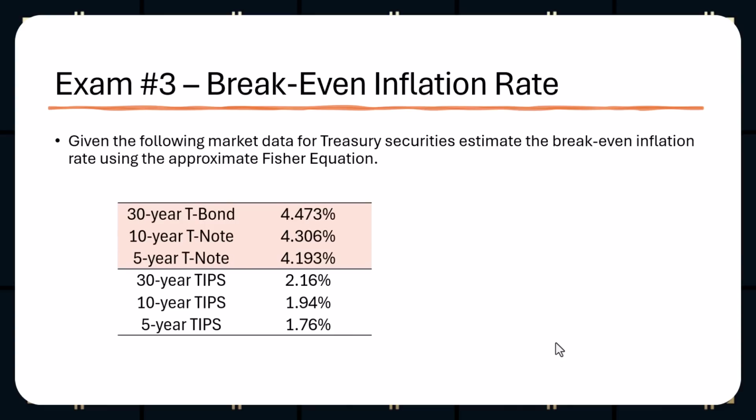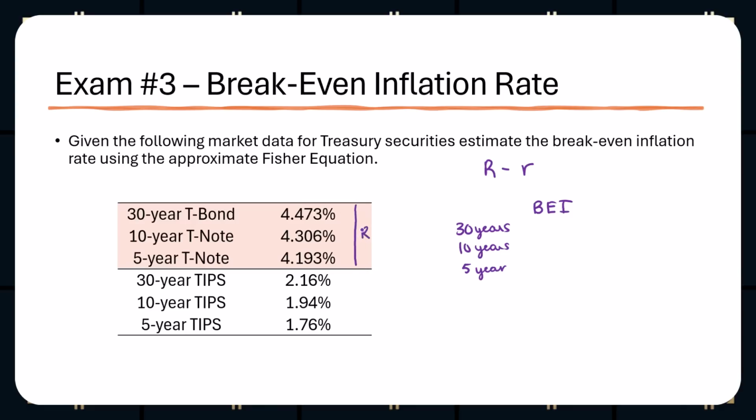Given the following market data for Treasury securities, estimate the break-even inflation rate using the approximate Fisher equation. Recall that the break-even inflation rate takes the nominal Treasury security and simply subtracts off the real rate from a Treasury inflation-protected security. The key here is that we need to match them by their respective maturities. So we're going to calculate the break-even inflation, or BEI, for 30 years, 10 years, and 5 years.